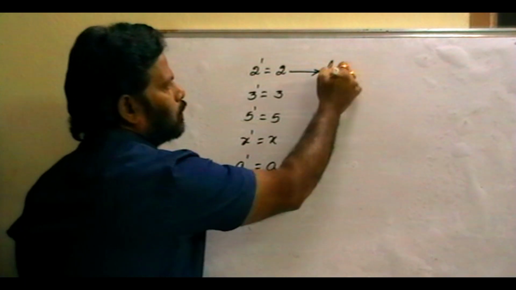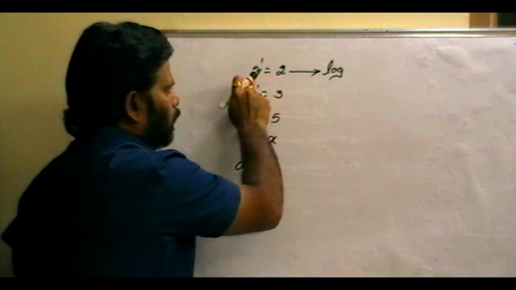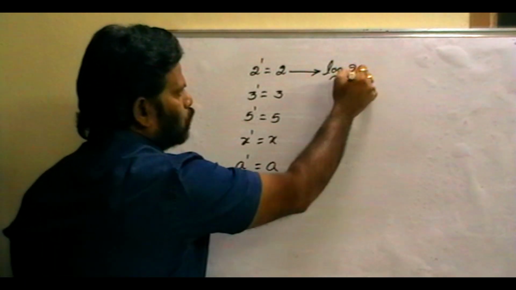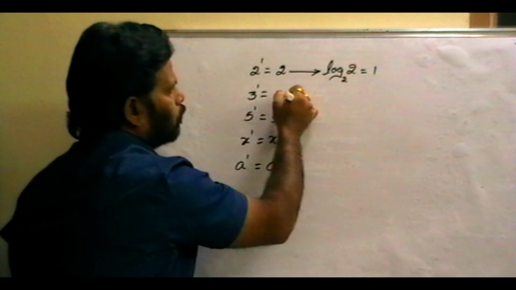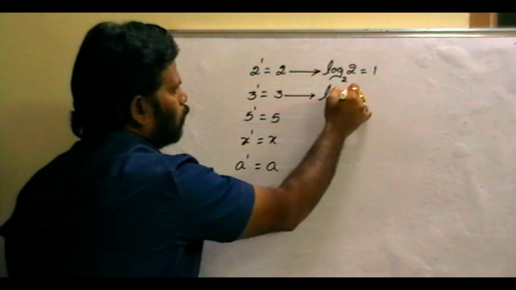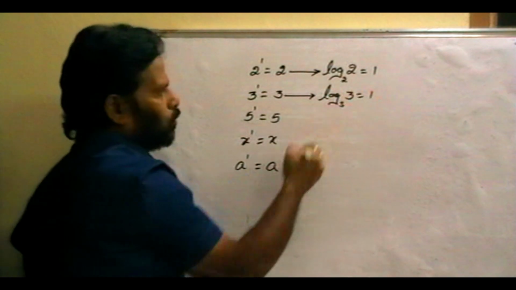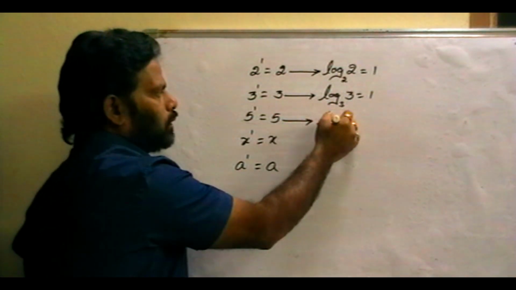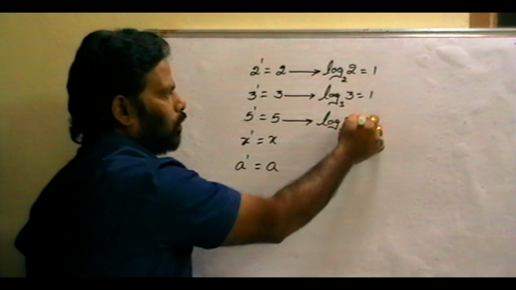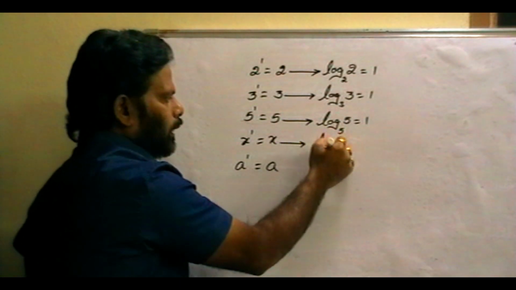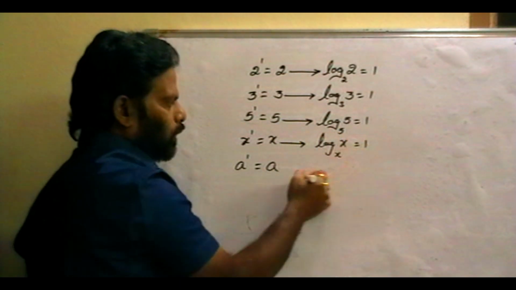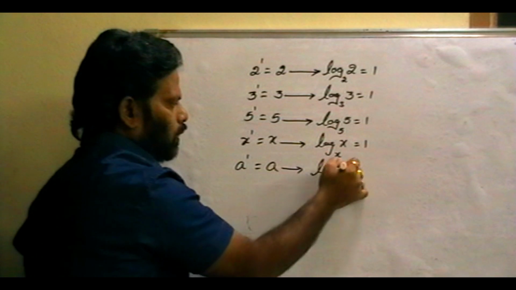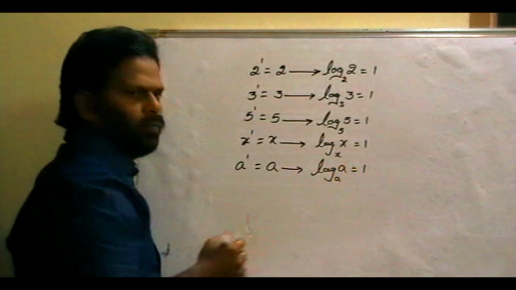Log 2 to the base 2 is equal to how much? 1. Log 3 to the base 3 is equal to how much? 1. And log 5 to the base 5 is also 1. So log x to the base x is equal to 1. So log a to the base a is equal to 1.